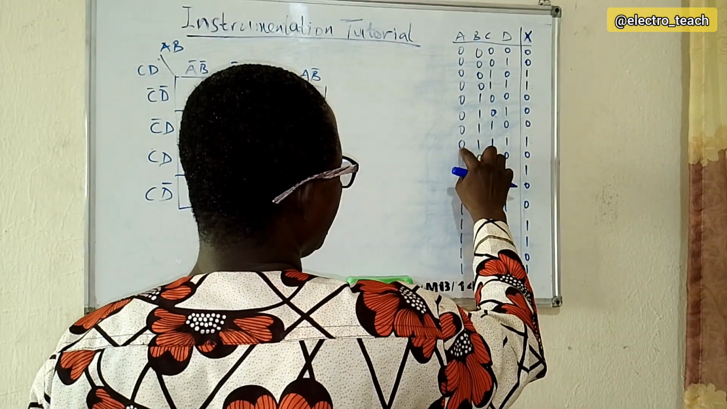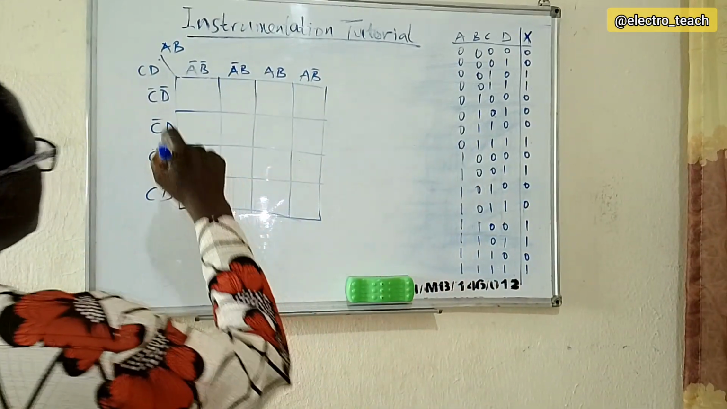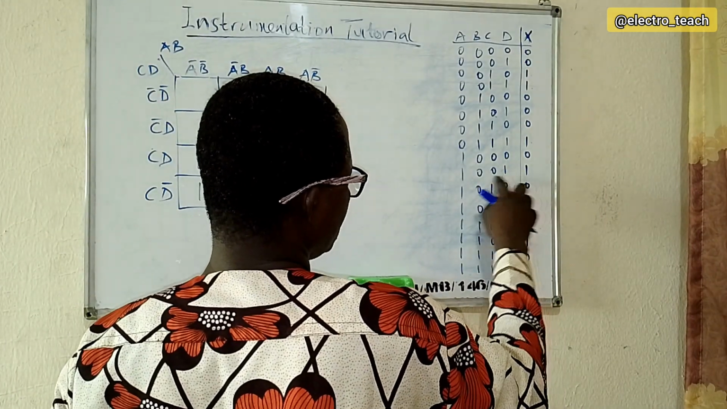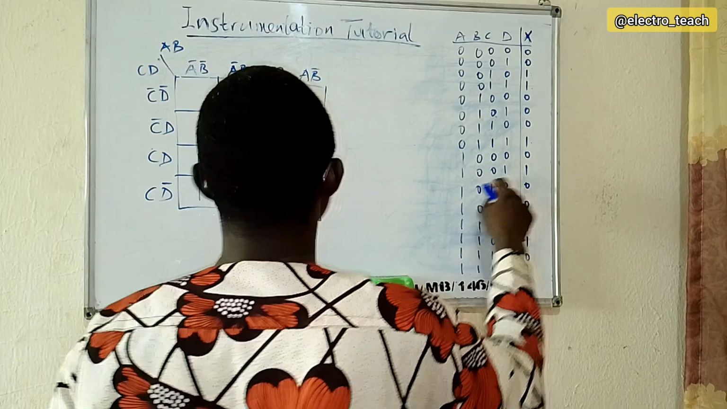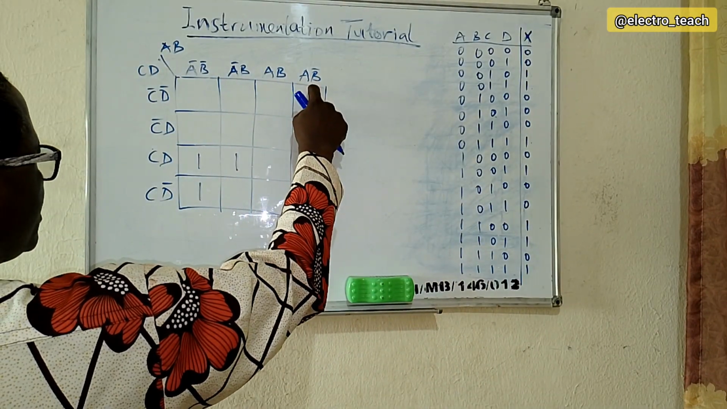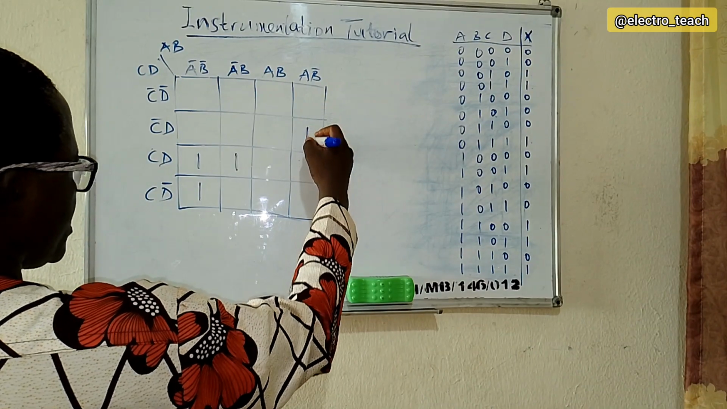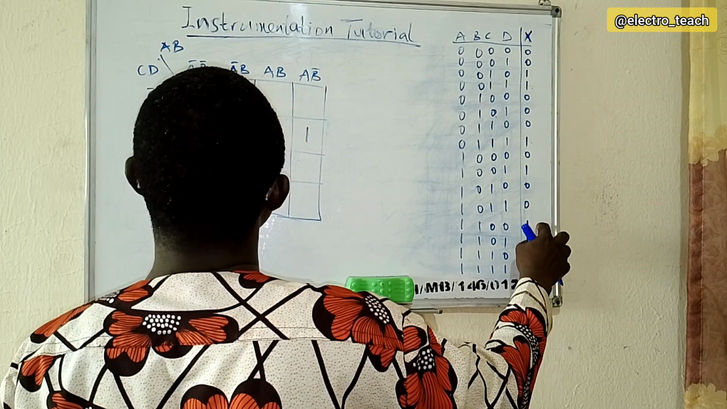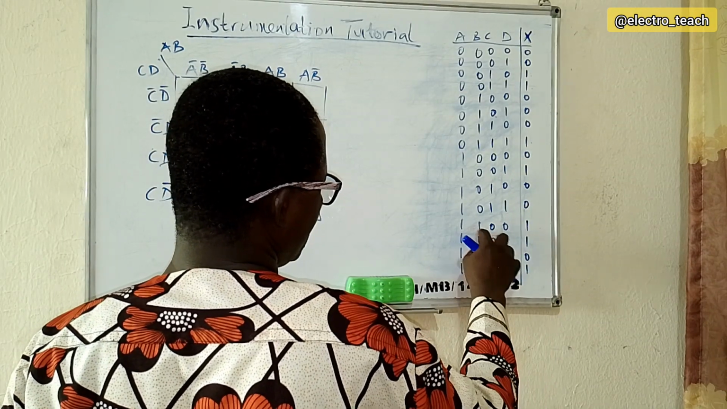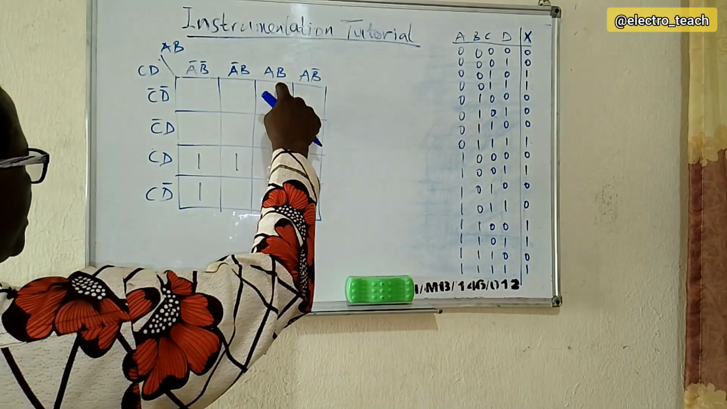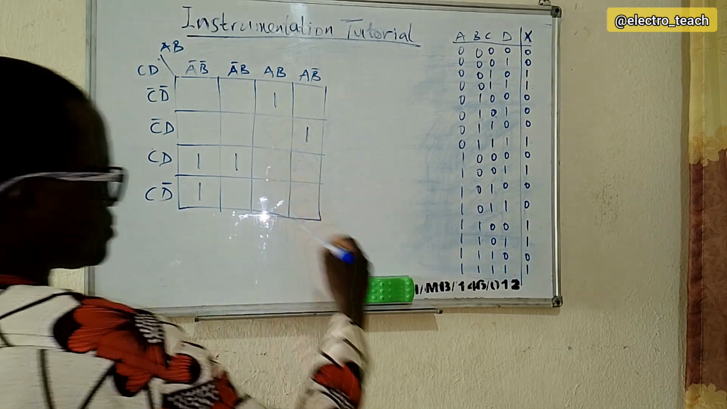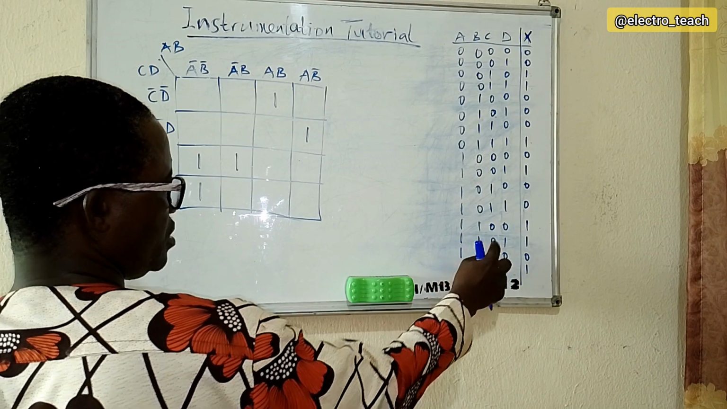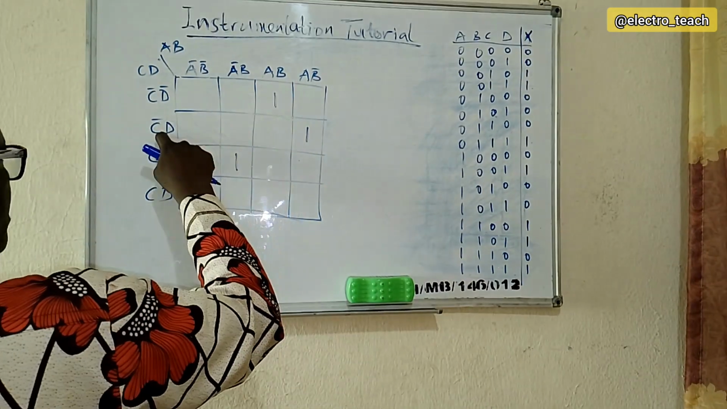The next one, A bar, B, C, D here. The next one, A, B bar, C bar, D. So it is here. And then we have this one, A, B, C bar, D bar. So they are meeting here. Next one, A, B, C bar, D. So it's here.